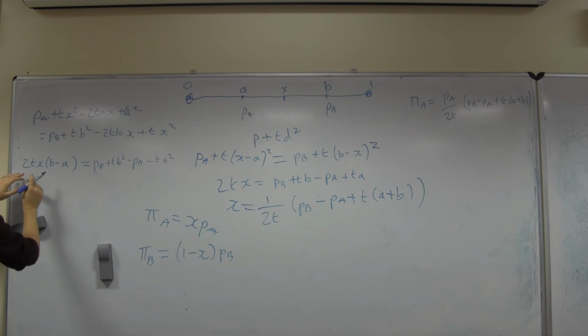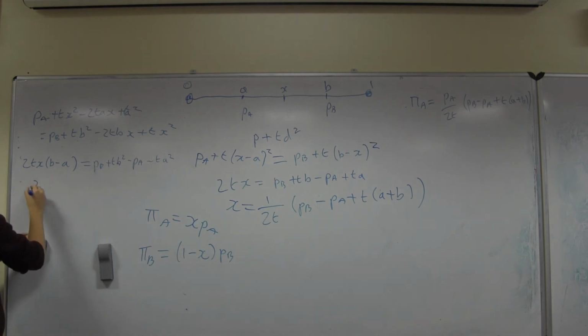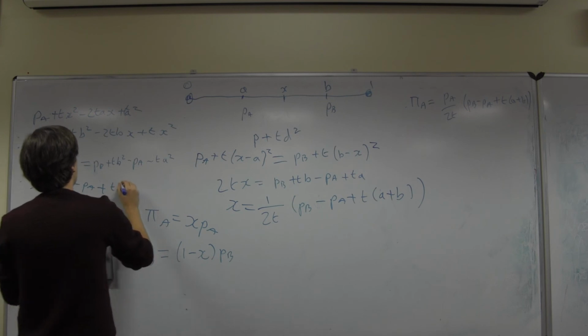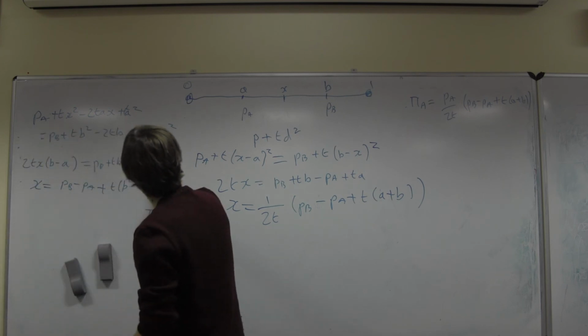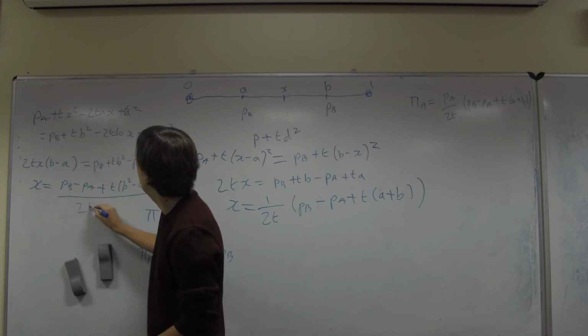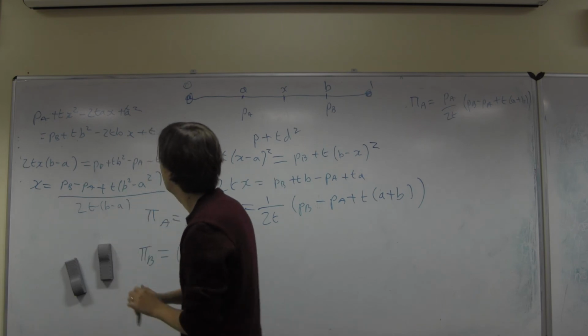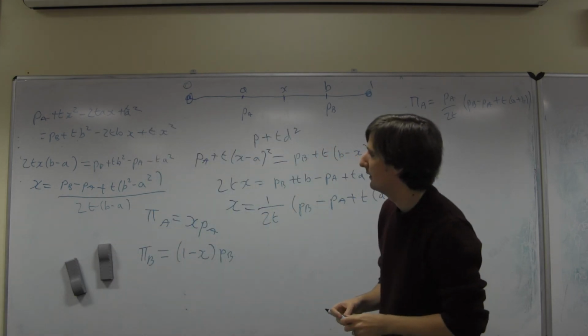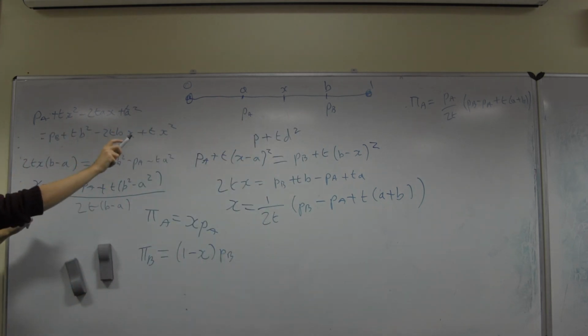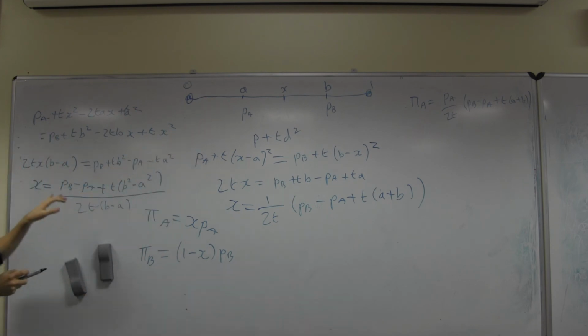So x is what we're interested in, the indifferent consumer. So we divide everywhere by 2t(b minus a). So you get x is (PB minus PA plus tb squared minus ta squared) all over 2t(b minus a). Again, if B's price is high, x is moving to the right, so more people buy from firm A. That makes sense.